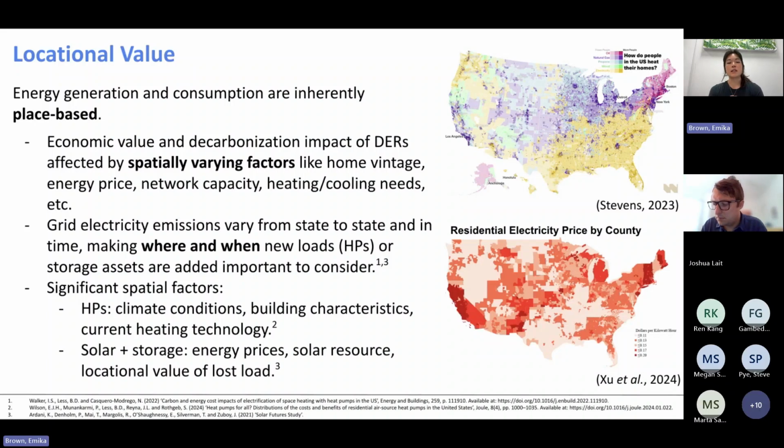And then, for the technologies that I'll be focusing on, which are heat pumps, solar, and storage, some significant spatial factors include climate conditions, building characteristics, and current heating technology for heat pumps, and then energy prices, solar resource, and the locational value of lost load, or the value of resiliency, which is also a product of the stability of the grid in different areas, for solar and storage.